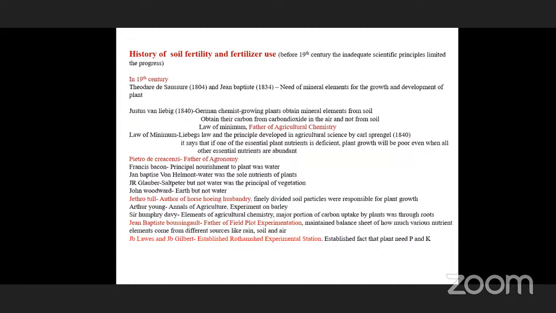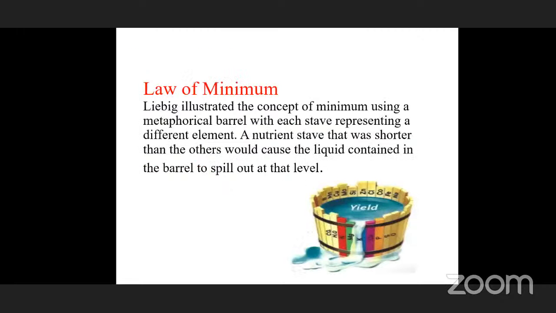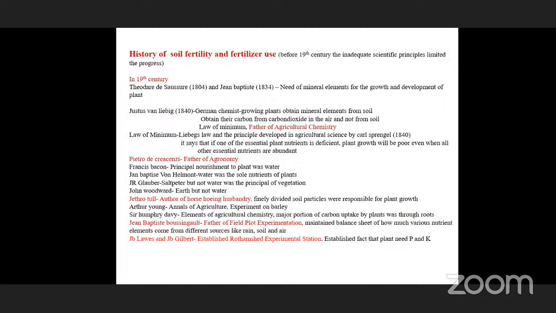if one of the essential plant nutrients is deficient, plant growth will be poor even if all other essential nutrients are abundant. In this, all the steps are present at a higher level, but only potassium is less. Due to this less potassium, the water is coming out. In the same way, the yield of the plant will decrease due to the deficient element.